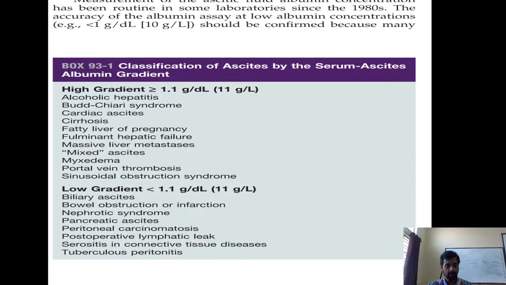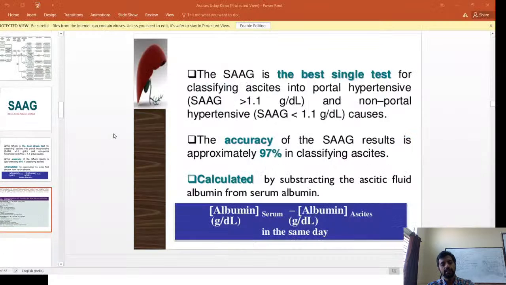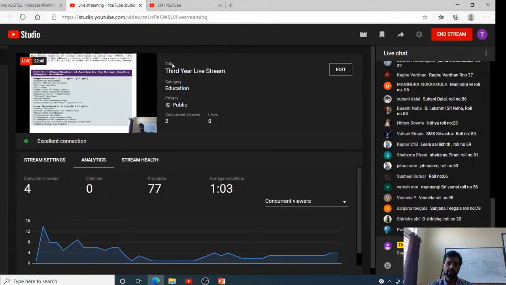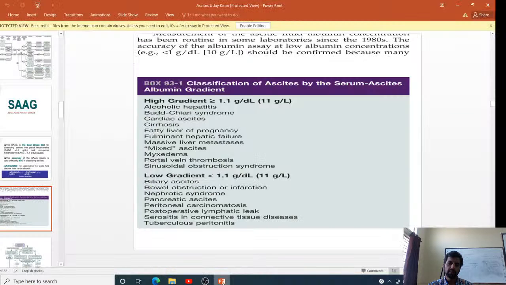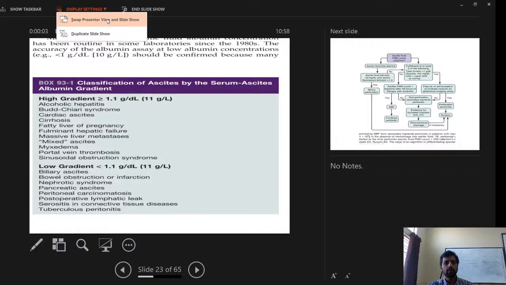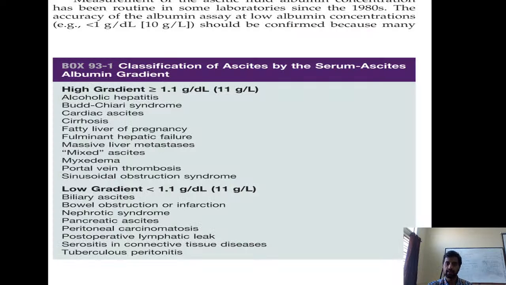For example, when there is cirrhosis, and on top of that there is tubercular peritonitis, we call it mixed. Even in those mixed patients, your SAAG will still be high, because if there is portal hypertension, your SAAG will be high. You cannot think that because there is tubercular peritonitis also, the SAAG may be low. No, it doesn't happen like that. If there is portal hypertension, your SAAG will be high. And there is mixed edema, portal vein thrombosis, sinusoidal obstruction syndrome. In all these cases, you have a common denominator, that is portal hypertension.